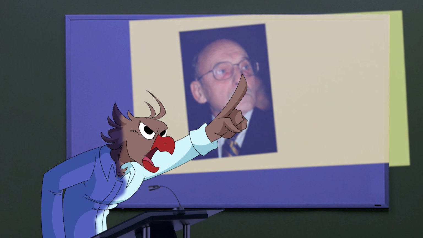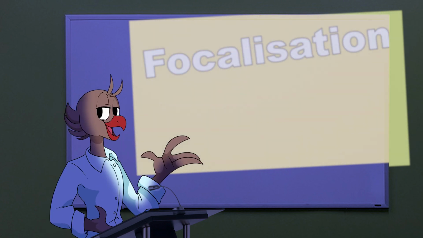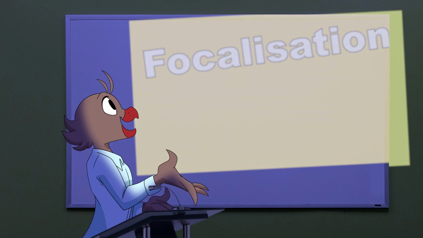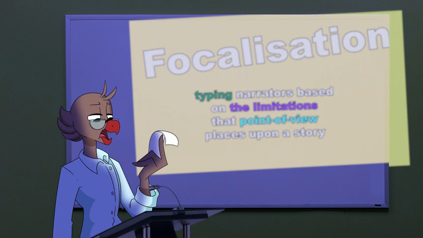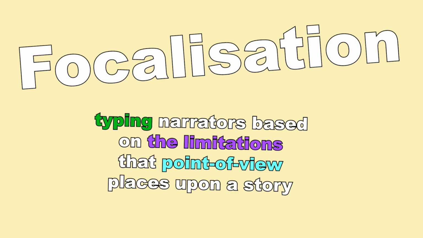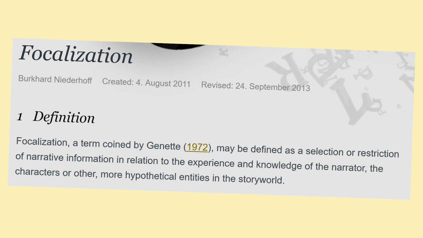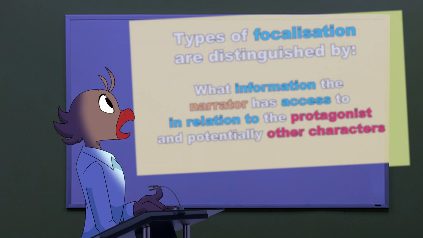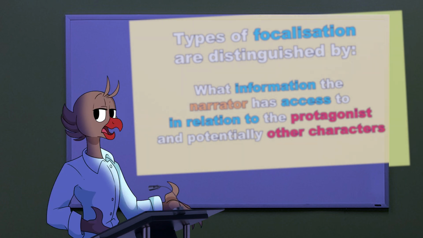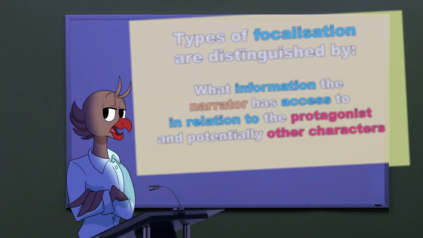We need to subdivide! And that's where focalization comes in. Focalization is one way of typing narrators based on the limitations that point of view places upon a story. If you remember the first part of the definition, focalization may be defined as a selection or restriction of narrative information in relation to the experience and knowledge of the narrator. So, the distinguishing feature between types of focalization is what information the narrator has access to in relation to the protagonist or potentially other characters as well.